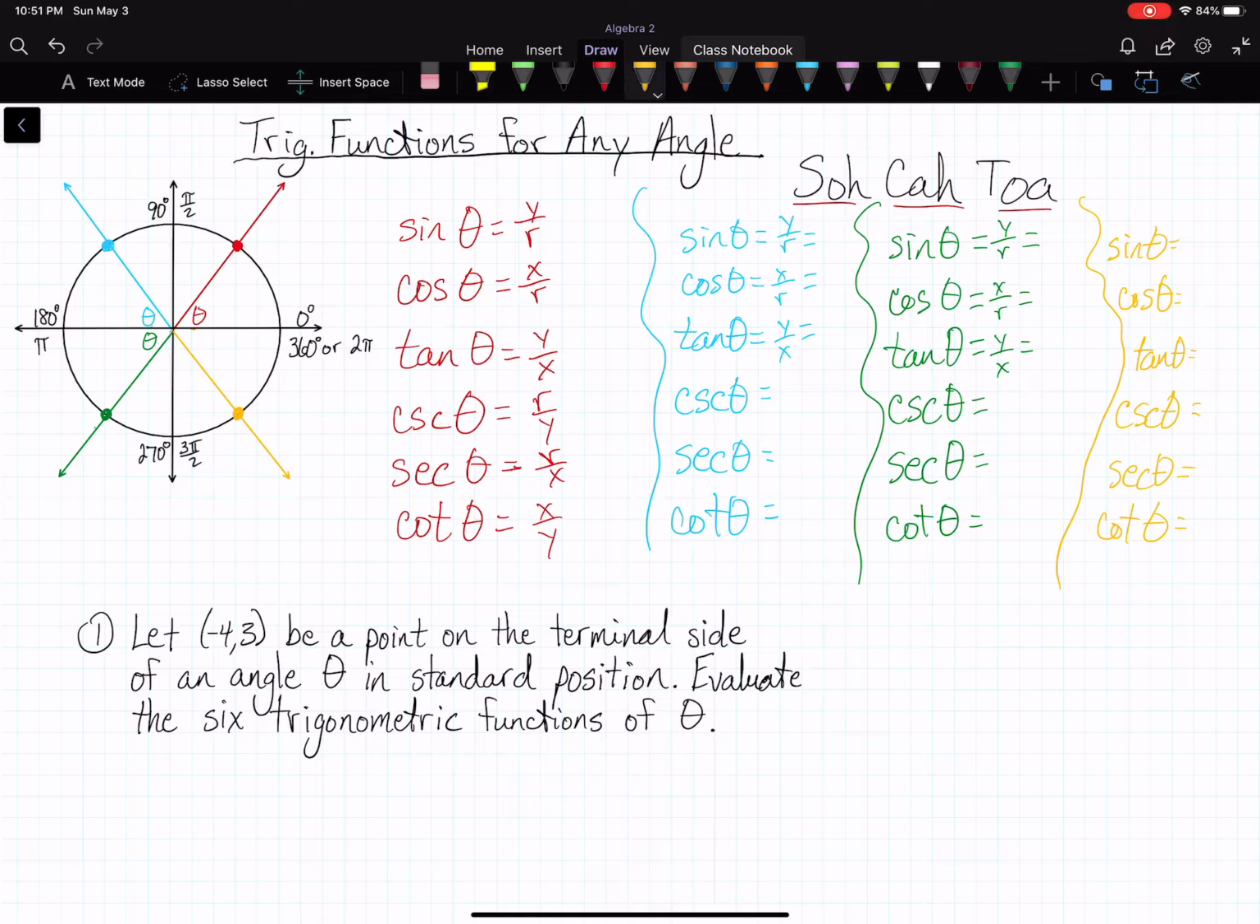and a yellow theta. And basically we're going to find the sine, cosine, tangent, cosecant, secant, and cotangent of all four of these. They are related. We're going to talk about that.